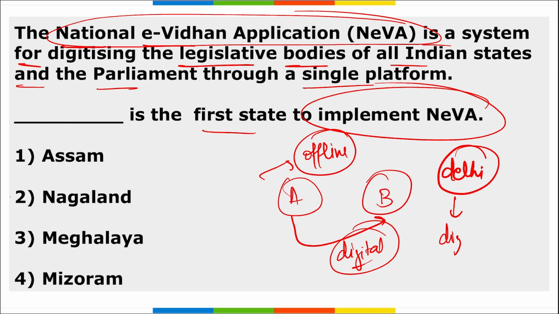So the correct option here for this particular question, the state to implement NEVA, that is your National E-Vidhan application, is Nagaland. It became the first state to implement it. Also, the system has been developed to make all the work and data related to the legislative bodies available online for the use of both citizens and members of assemblies. It will include a website as well as a mobile application.